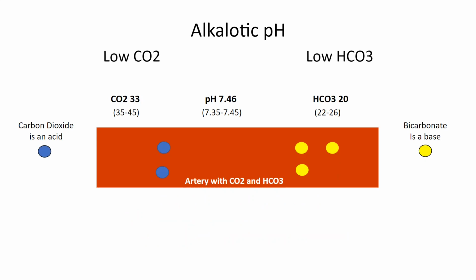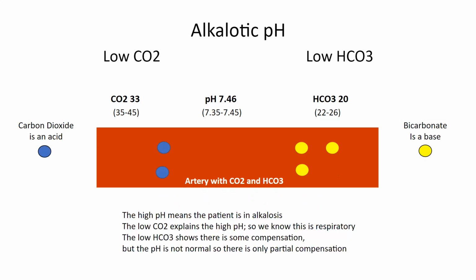In this slide, the HCO3 starts to lower to compensate for the low CO2. Same thing. The high pH means the patient is in alkalosis. The low CO2 explains the high pH, so we know this is respiratory. The low HCO3 shows there was some compensation, but the pH is not normal, so only partial compensation. This is partially compensated respiratory alkalosis.